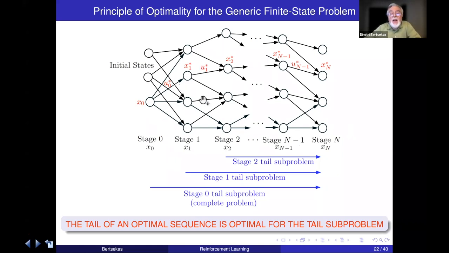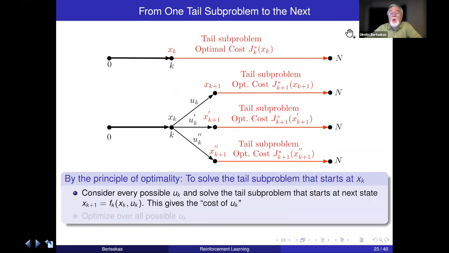So the principle of optimality says that if you have an optimal sequence starting from x0, then if you stop at any intermediate point of the sequence like this one, and look at going optimally to the end, your optimal sequence is going to continue to be what you found as optimal going from the beginning. So now we're going to use this idea of tail subproblems and the principle of optimality to go from one tail subproblem to the next, backwards.